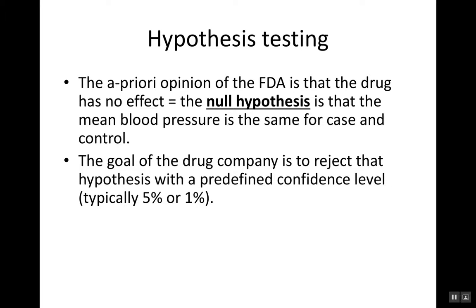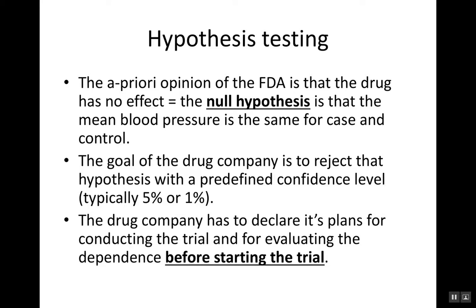The goal of the drug company is to reject that hypothesis with a predefined confidence level alpha, so typically 5% or 1%. The drug company has to declare its plans for conducting the trial and evaluating the dependence before starting the trial. Otherwise, they have this degree of freedom that later they can say, oh, actually we decided to use this kind of analysis for the data, and just present the analysis that was favorable to them.